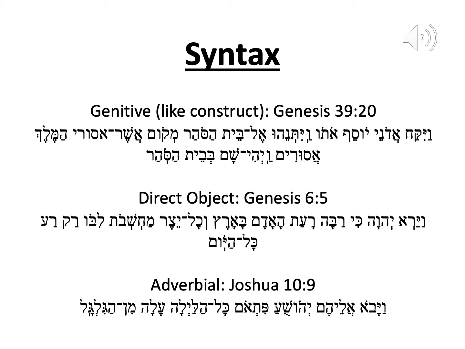Sometimes the clause will be used as a direct object, such as Genesis 6:5, indicating what it is that God saw about the wickedness of Israel, started not with et, like a direct object phrase, but with ki, kaf, hirik, yod, indicating what it is that God saw. And finally, we have an adverbial clause where it says that Joshua came upon them, but he came upon them suddenly, having marched all night. And it's that last phrase, kol halayla Allah min ha-Gilgal, that explains what it is that Joshua was doing. He was marching all night. So adverbial, explaining how he came upon them suddenly.